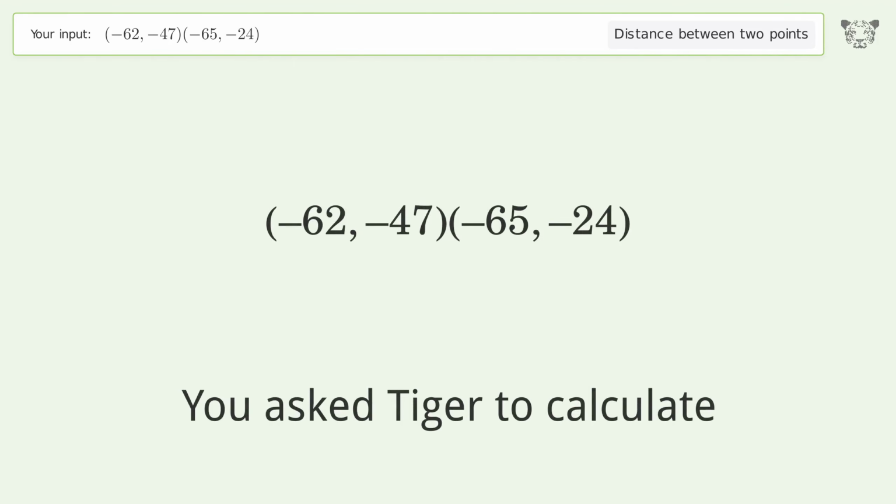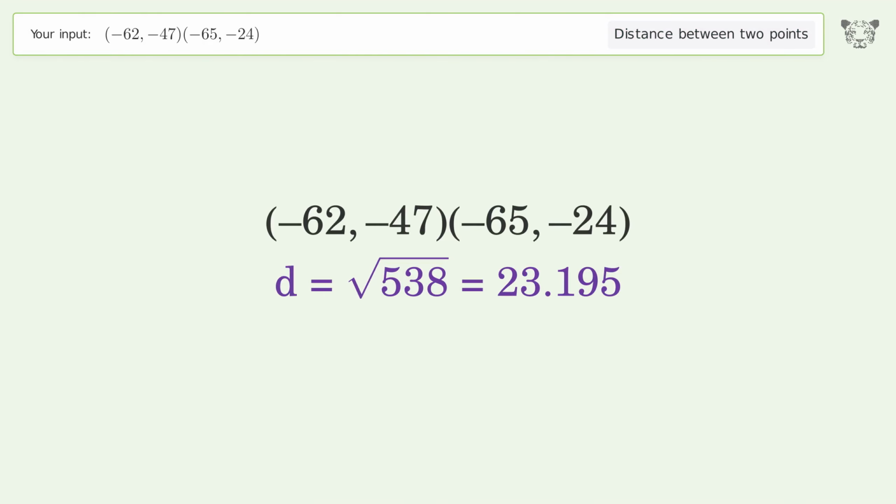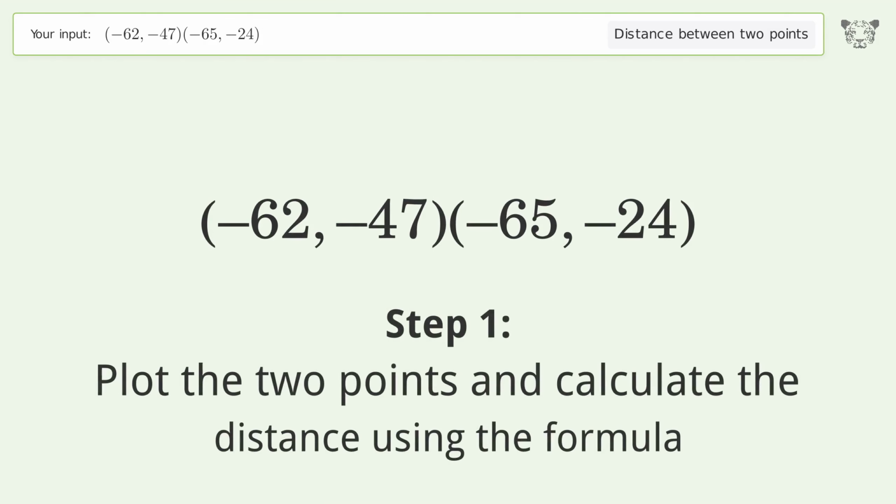You ask Tiger to calculate. This deals with the distance between 2 points. The distance between the 2 points is the square root of 538, or 23.195. Let's solve it step by step. Plot the 2 points and calculate the distance using the formula.